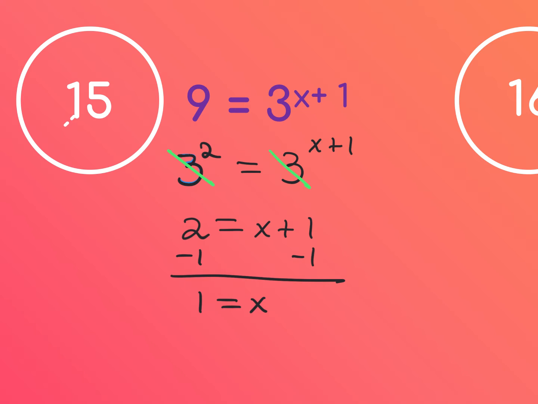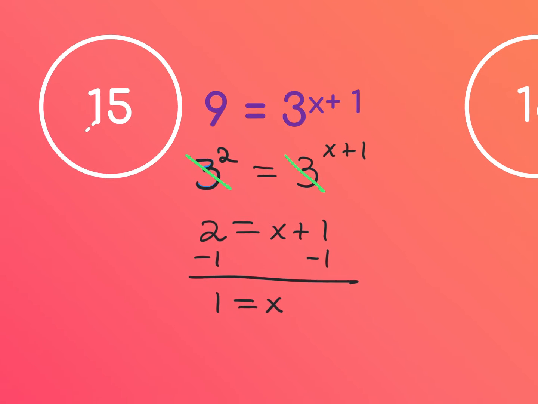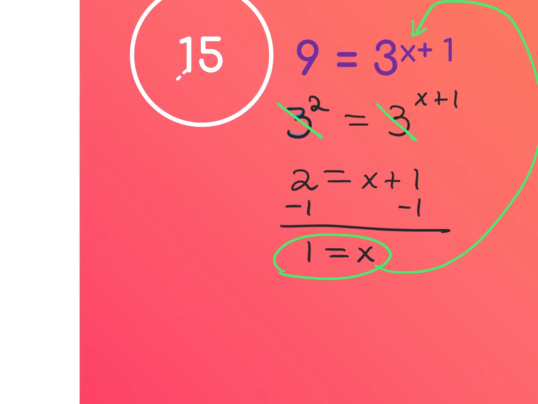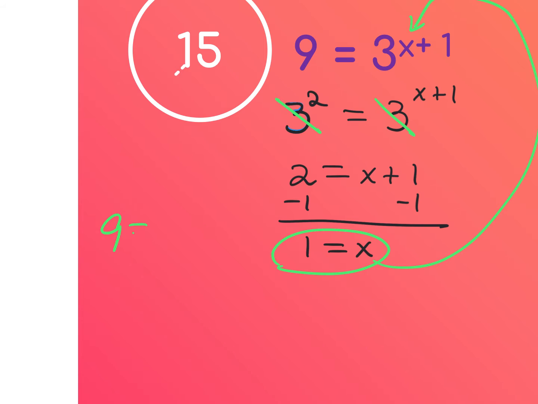Now, whenever you're doing any of these problems, remember you can check your answer. I can take what I just found x to be equal to and plug it in up here. So I take 9 equals, take out the x and put 1 plus 1. 1 plus 1 is 2, 3 squared is 9, it works out, I did it correctly. So my x equals 1.